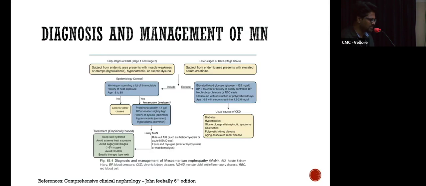After excluding all this population, what they have studied is age group 15 to 60 with a history of heat exposure and workers spending a lot of time outside. So they will be having proteinuria more than 1 gram, BP normal or slightly high, history of dysuria, hyperuricemia, and hypokalemia. So likely they name them as Mesoamerican nephropathy. And treatment wise, the main management is good hydration, avoid extreme heat exposure, avoid sugary beverages, and avoid NSAIDs, and empirical treatment like ARB and SGLT2 inhibitors.